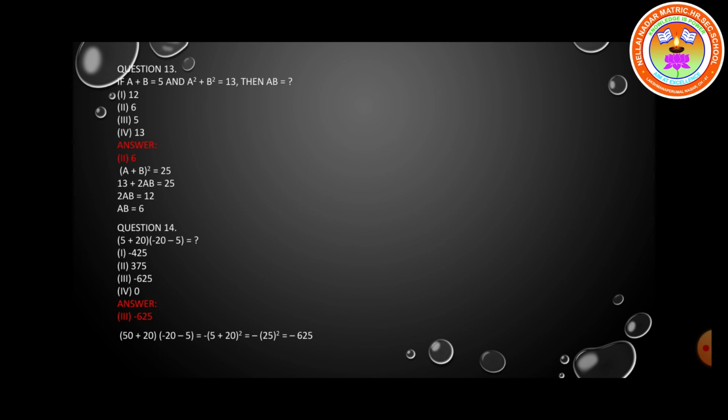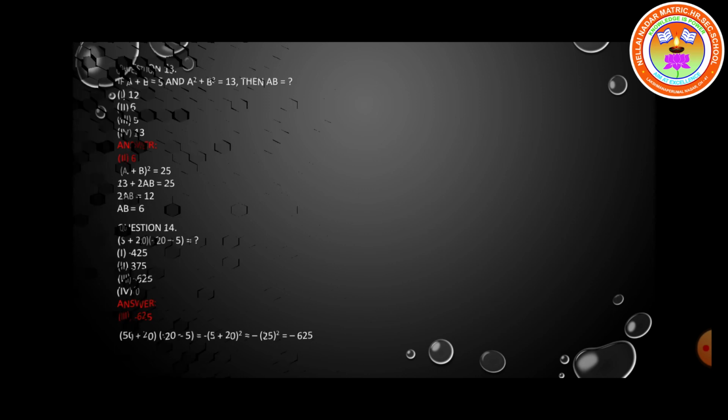Question number 14. (5 plus 20) into (minus 20 minus 5). 5 plus 20 is equal to 25. Minus 20 minus 5 is equal to minus 25. 25 into 25 is equal to 625. Plus into minus is minus. Therefore, the answer is minus 625. That is the third option, minus 625.